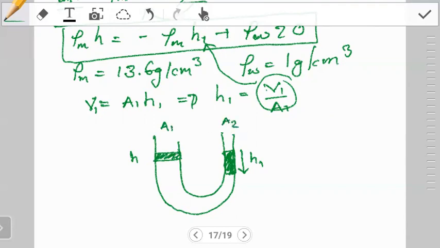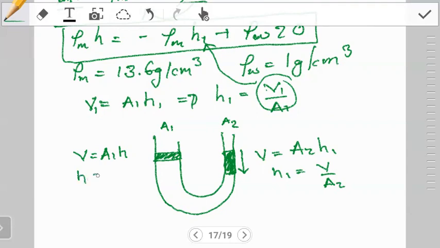So that's the key thing that you have to get. So in other words, the volume on each side is the same. Here we have V is equal to A1 and H. The other side, what you have is volume is equal to A2 and H1. So here I labeled the height as H1. So you see that H1 will be given by V over A2. And then on the left arm, you see that H is going to be given by V over A1.